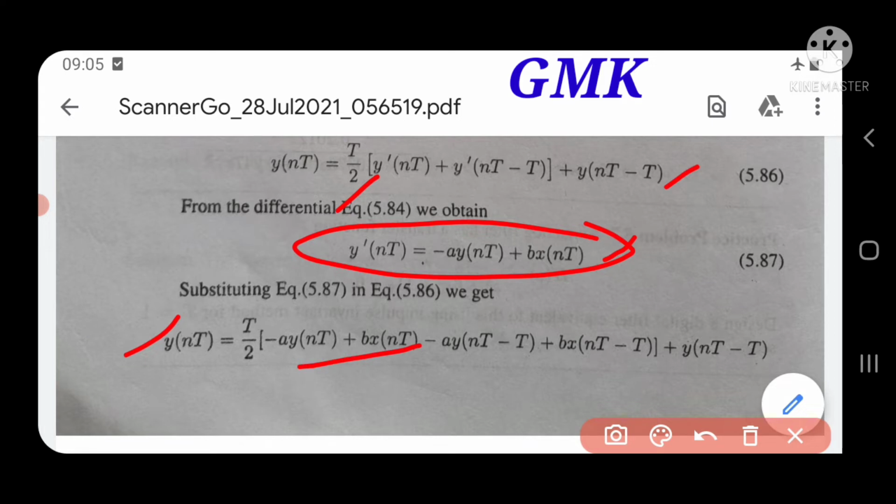After that, y dash of nT minus T, that means it is delayed by T units only. So for that purpose, the same equation can be delayed by T units. Therefore that can be represented as minus a into y of nT minus T plus b into x of nT minus T. Last term is nothing but b into x of nT, so plus b into x of nT minus T. Because it is delayed by the T units, that's why the same equation can be represented. After that, it is delayed by the T units. So the last term in 5.86 is nothing but y of nT minus T.